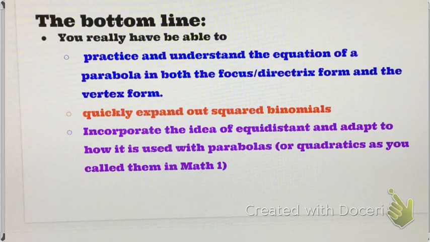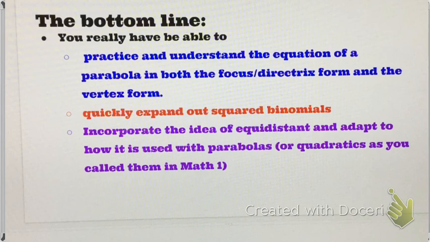Bottom line. You need to practice and understand the equation of the parabola in both the focus directrix form and the vertex form. This is not going to happen overnight. It does take practice. There's a lot of variables in there. They're pretty big equations. That's why we're in Math 2. We need to be able to quickly multiply out and square those binomials. That was lesson 6 where we did that. We practiced quickly expanding those. We need to do that quickly. That's not new learning.